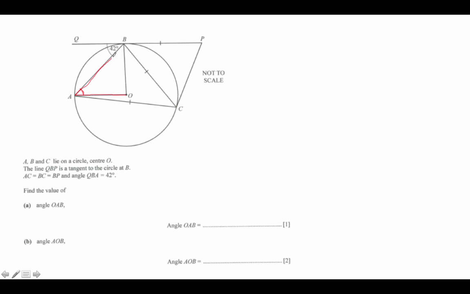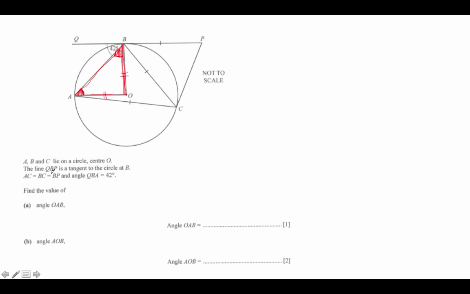I can see that it forms part of this triangle. Okay, what do I know about this triangle? Well, I know that OB and OA are both radii. They're both radius of the circle, which means they're the same length, which means that the angle OAB and the angle OBA are going to be the same size because they're base angles of an isosceles triangle. So if this is 42, could we find this angle here?